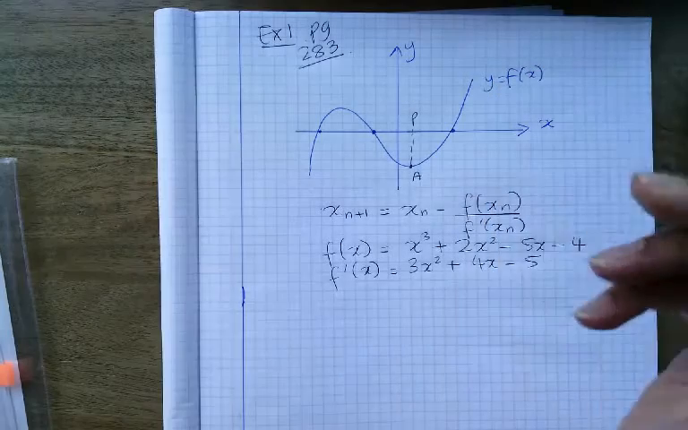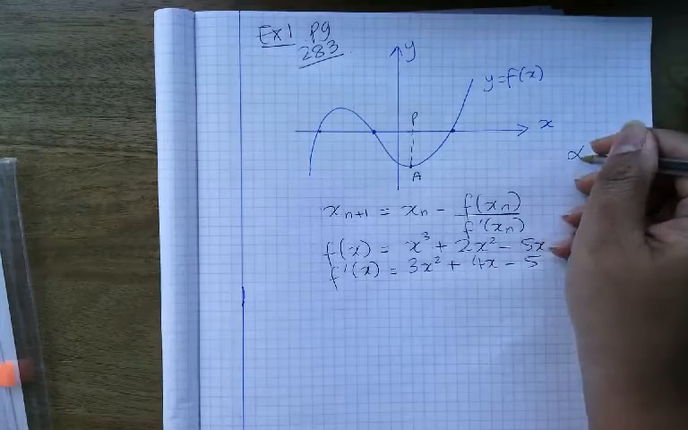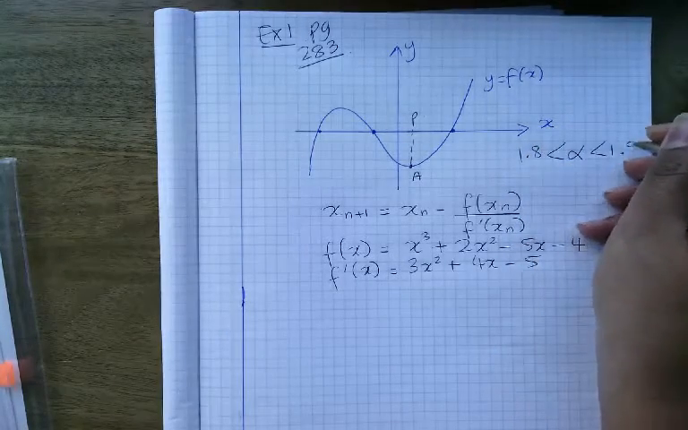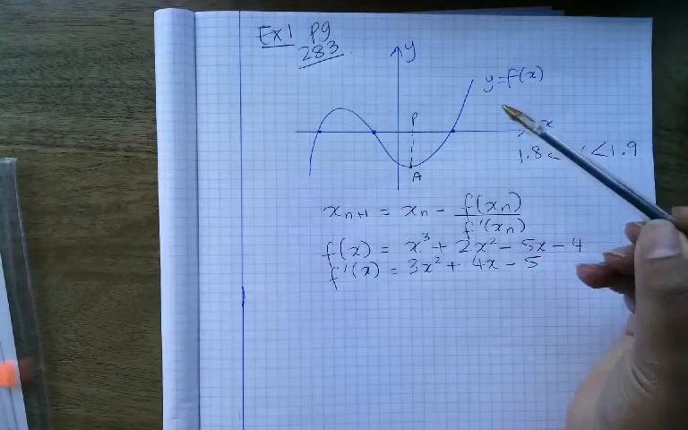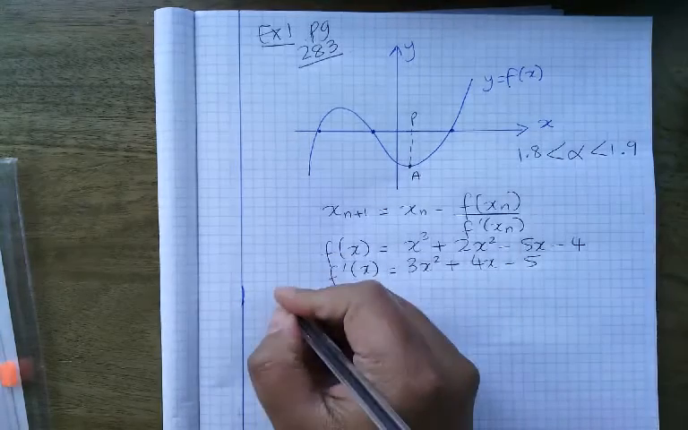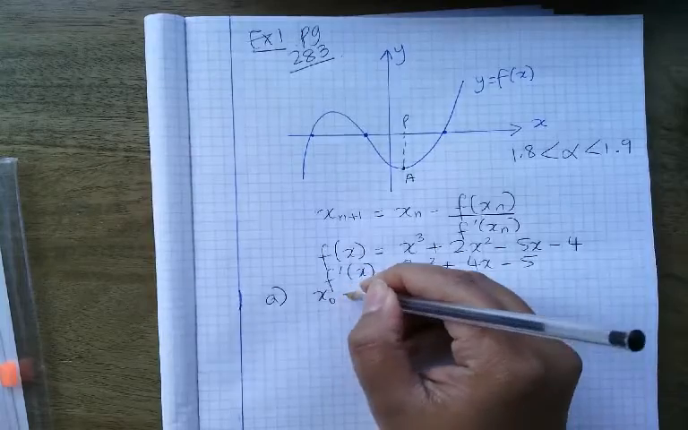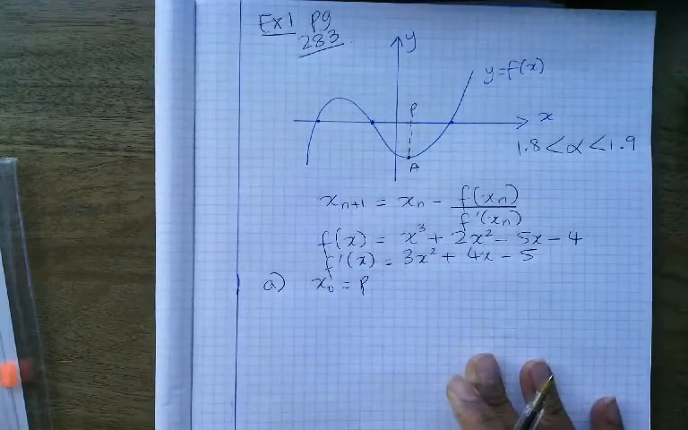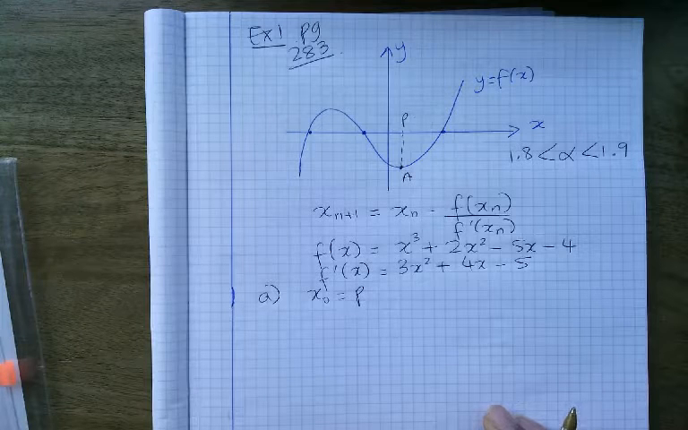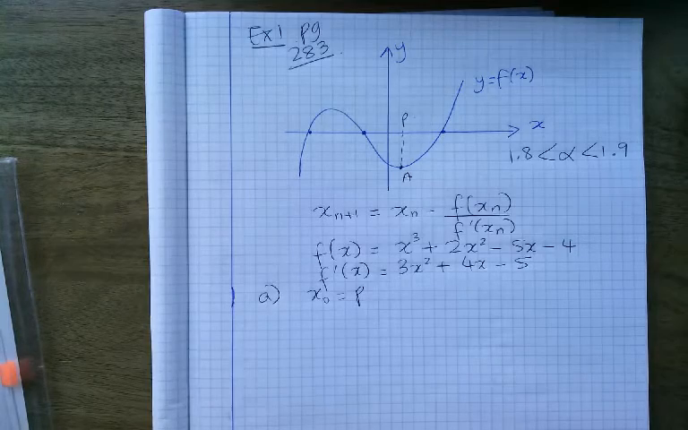The equation f of x equals 0 has a root alpha, so we've got a root alpha between 1.8 and 1.9. And it says explain why. So the first part is: explain why x naught equals p is not suitable to use as a first approximation to alpha when applying the Newton-Raphson method to f of x.